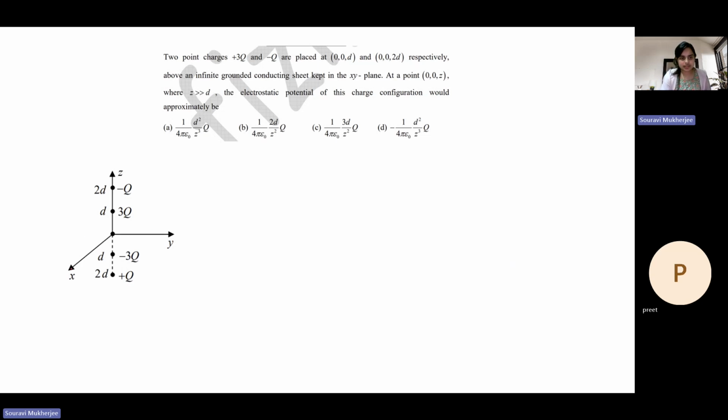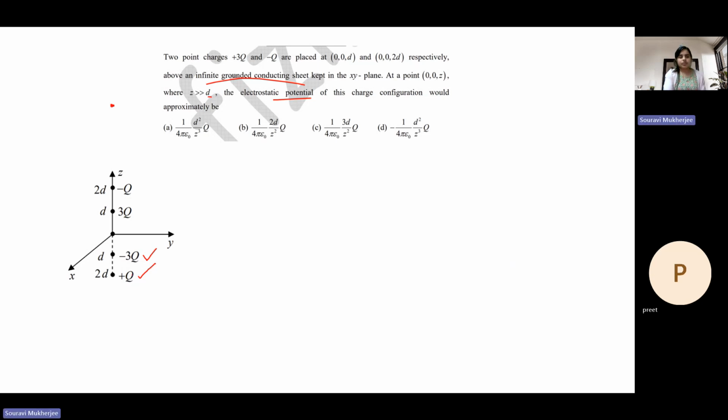If we have to replicate this, the xy plane is at zero potential. So now you can bring in two image charges. For 3q, you have a minus 3q. For minus q, you have a q. So these are the four point charges that mimic this given condition. Now, given this, you want to find, somewhere at 0, 0, z, somewhere along this direction, where z is much greater than d, what is the electrostatic potential?